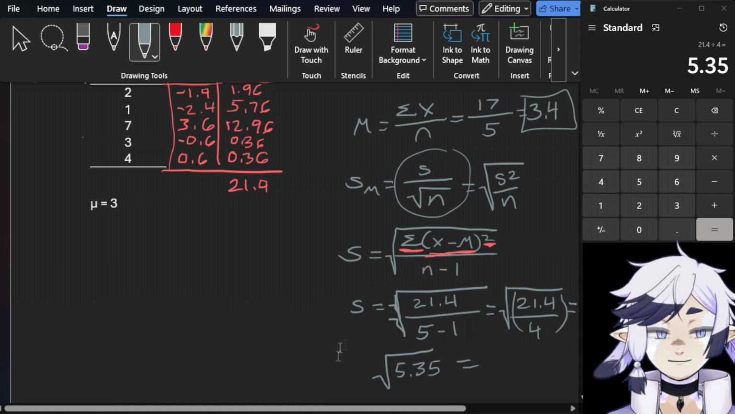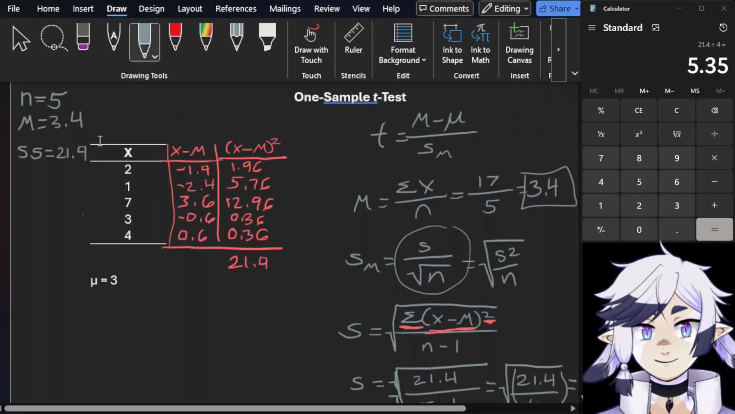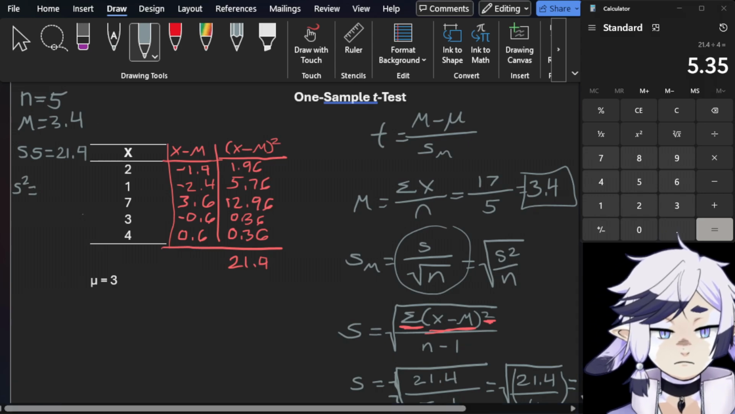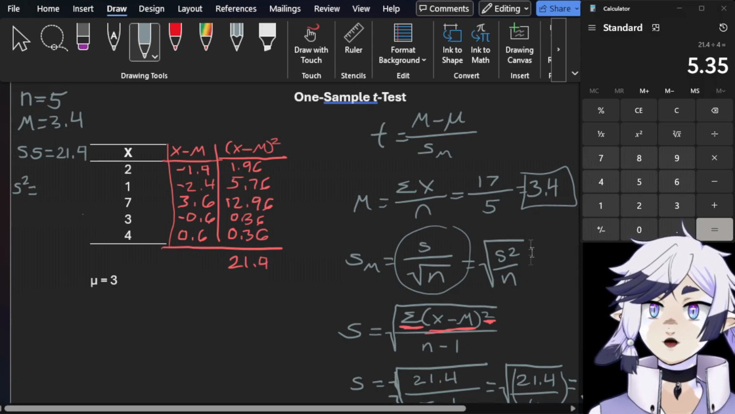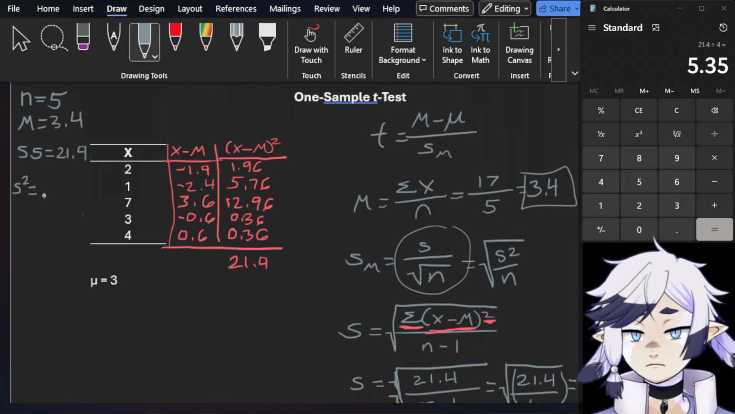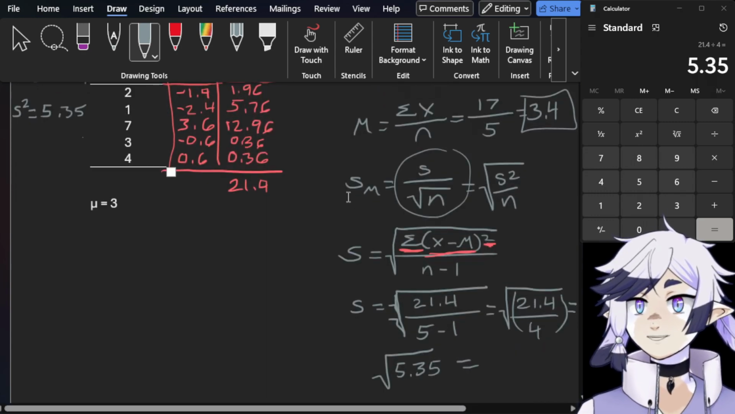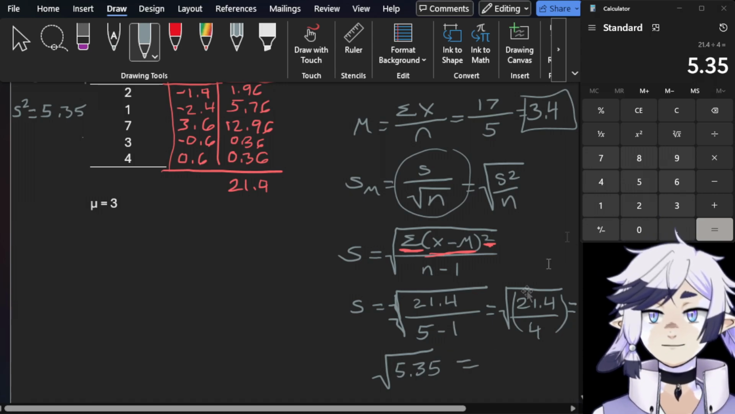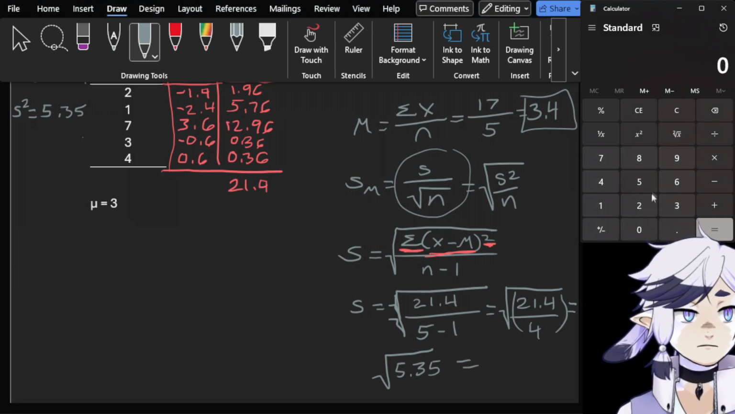By the way, before we take the square root, this number, 5.35, is our variance. So if we wanted to use this version of the standard error equation, we would plug in 5.35. I'm going to make a note of that just in case. But we're going to simplify this down all the way to the standard deviation. So to do that, we take the square root of our 5.35.